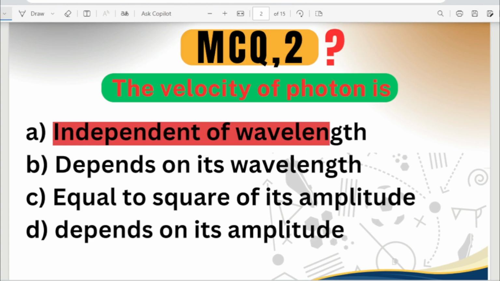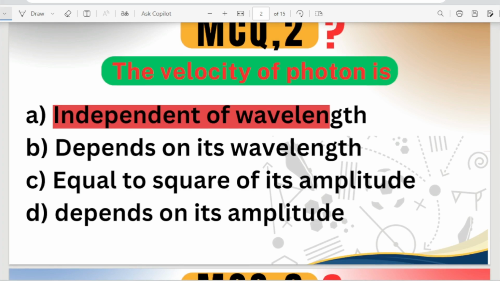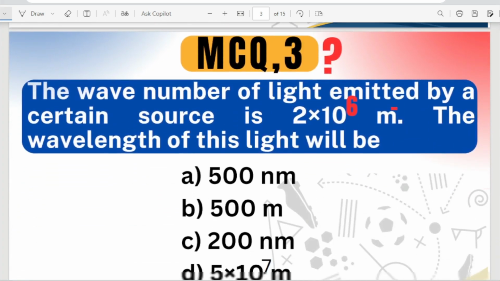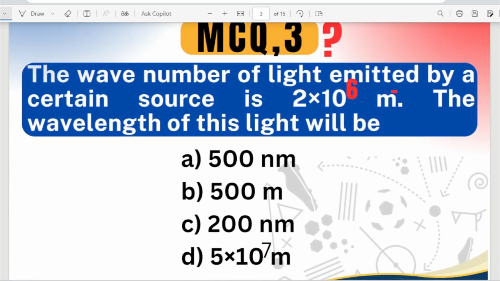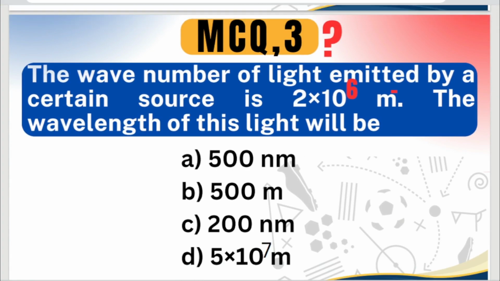Let's go to the third question. The question is: the wave number of the light emitted by a certain source is 2×10^6 per meter. The wavelength of this light would be. Here the four options are given. Option A is 500 nanometer, B is 500 meter, C is 200 nanometer, and option D is 5×10^7 meter. So what would be the answer to this question?